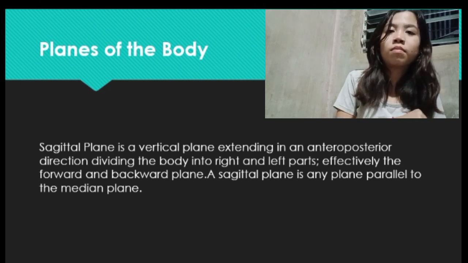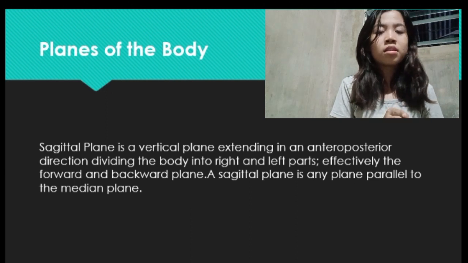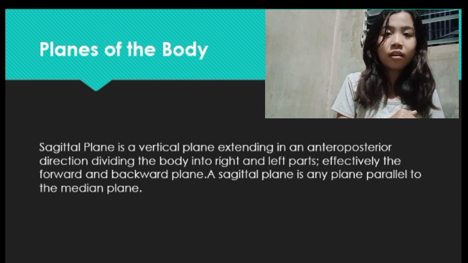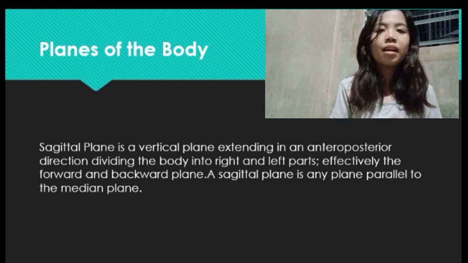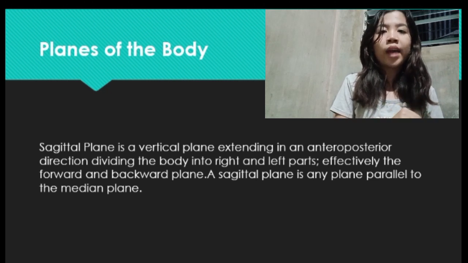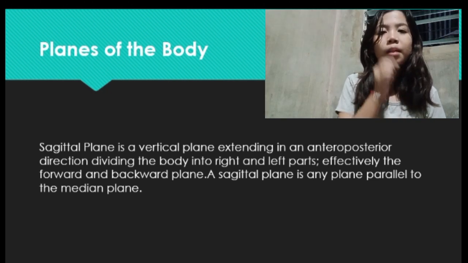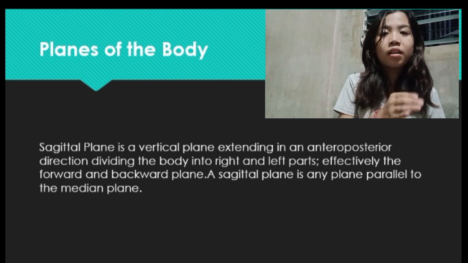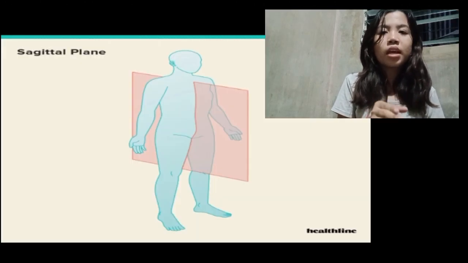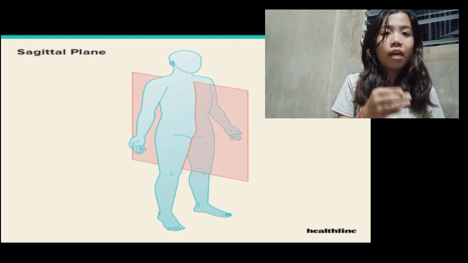So here's the explanation. The sagittal plane is a vertical plane that extends in an antero-posterior, or what we call front-back, direction, dividing the body into right and left parts. It effectively creates a forward and backward plane. The sagittal plane runs parallel to the median plane, which is a specific sagittal plane that divides the body into equal right and left halves.